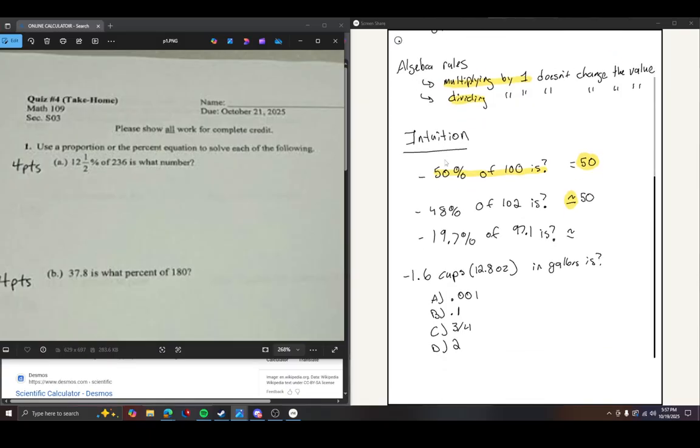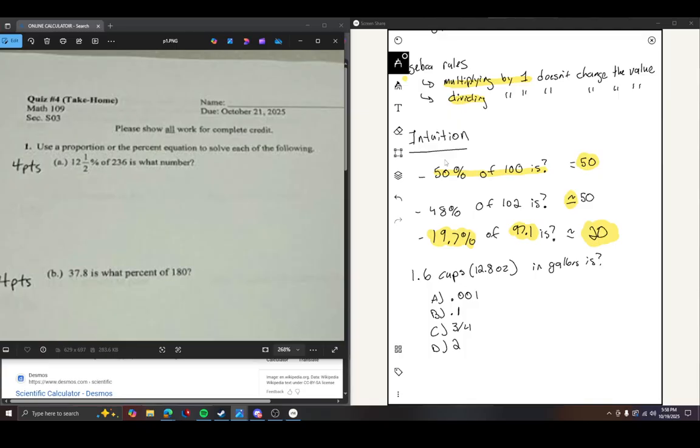So for example, if you wanted to think about it in your head, what is 19.7% of 97.1? What is that equivalent ballpark going to be? If you want to, you can pause and think for a second. What is 19.7 close to? What is 97.1 close to? So it's roughly 20% of 100. So it's going to be around 20.